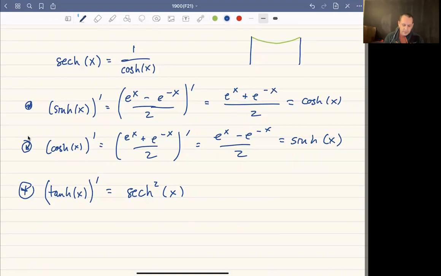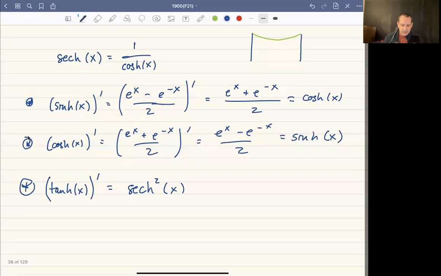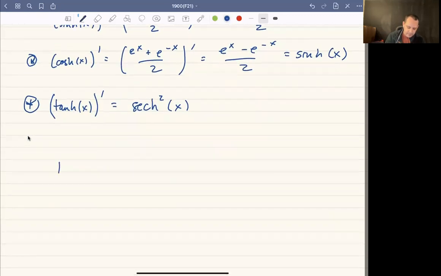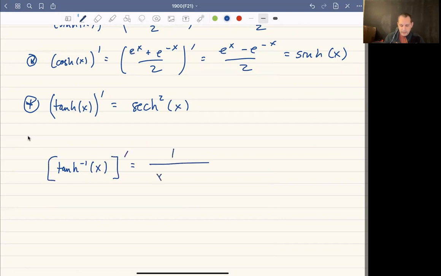That's really the highlights of what I wanted to say in 6.7, except that hyperbolic tangent is a one-to-one function. It has an inverse. That means you can talk about the derivative of the inverse of hyperbolic tangent. And it turns out when you do this, what you're going to get is 1 over 1 minus x squared.